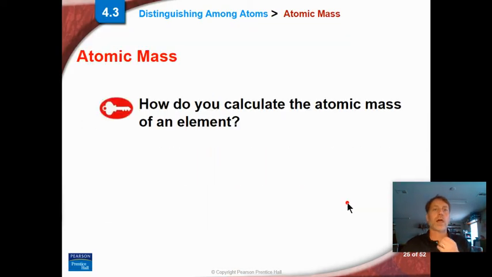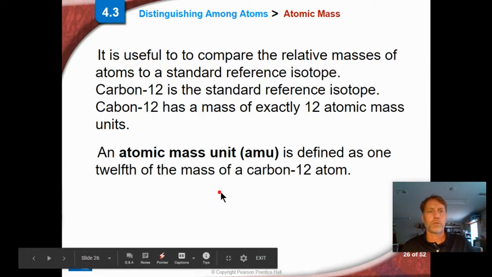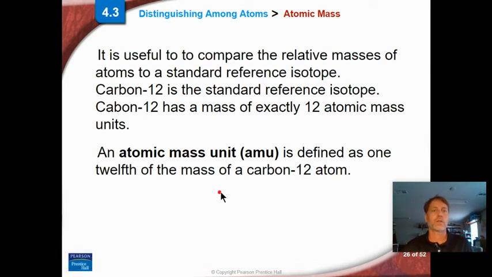So what I want to do is show how you calculate the atomic mass. How do scientists come up with that? What you do is compare the relative masses to a standard isotope, carbon 12. So carbon 12 is the standard reference for an isotope. It has a mass of exactly 12 atomic mass units, called AMU. An atomic mass unit is what everything is based off of.